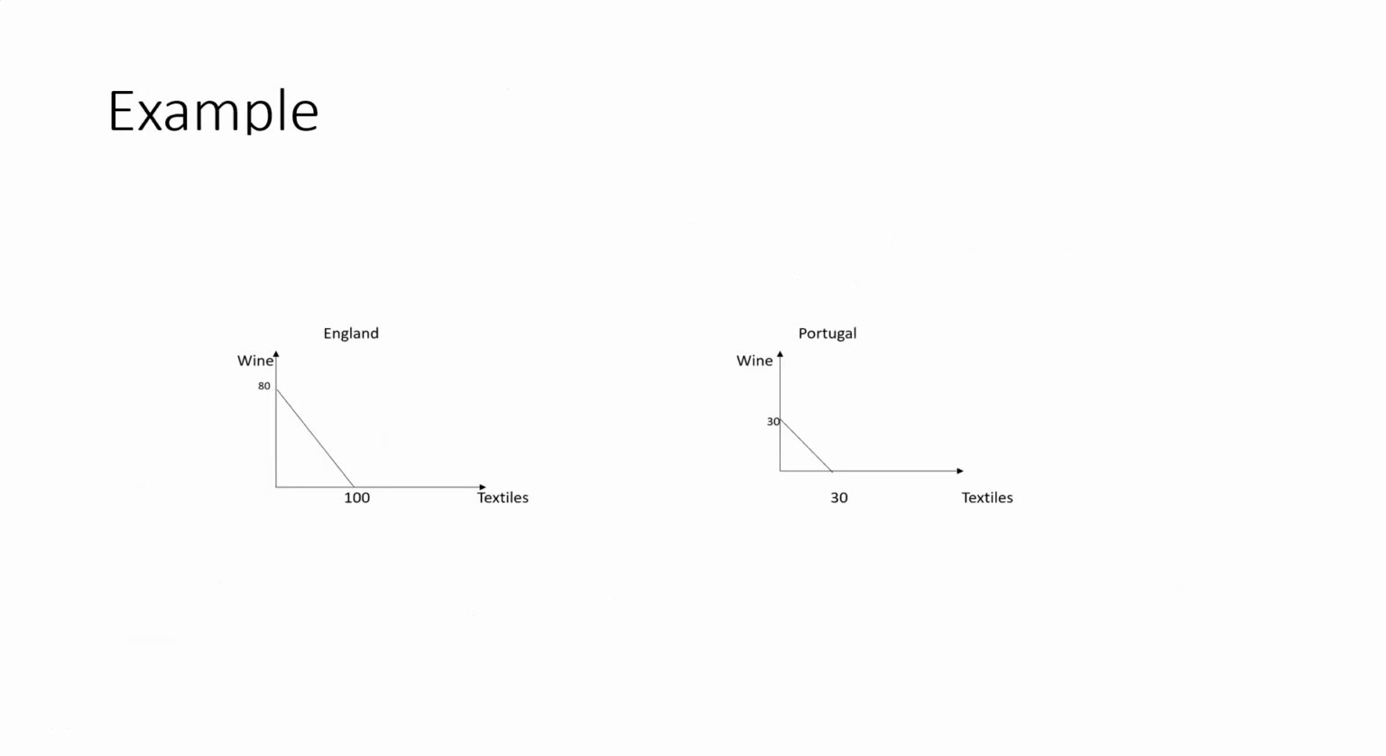Let's look at an example using the theories of absolute and comparative advantage. On your screen, you're seeing two production possibility curves. Very simple, straightforward, straight line production possibility curves for two countries, England and Portugal. These two countries are being used because they're relatively the same size, and we assume have the same amount of resources.